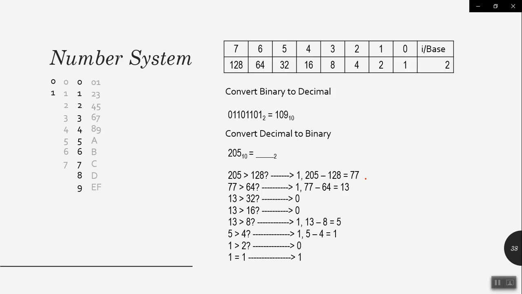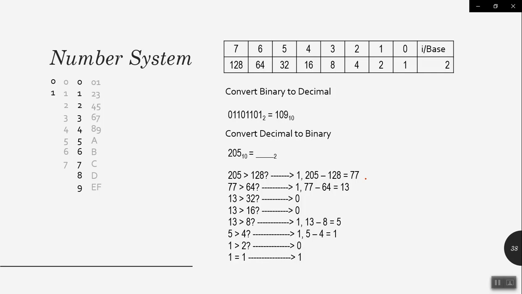Is 13 greater than 8? Yes, we will annotate 1. Deduct 8 to 13, we will get 5. And then compare 5 to the next binary value, which is 4. Is 5 greater than 4? Yes, we will annotate 1. And we will deduct 4 to 5. So we will get 1.